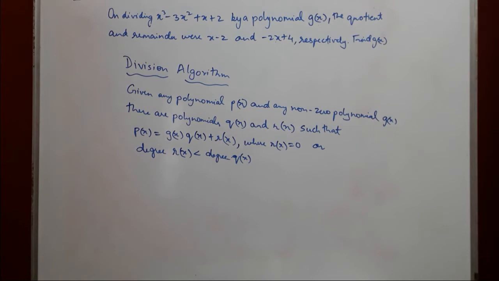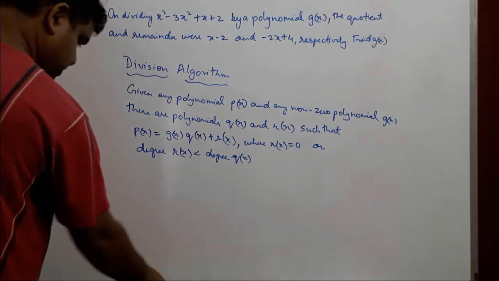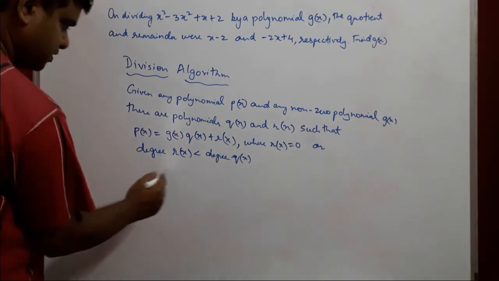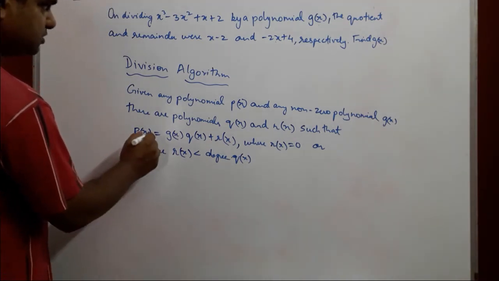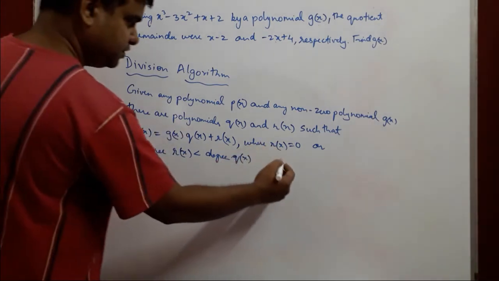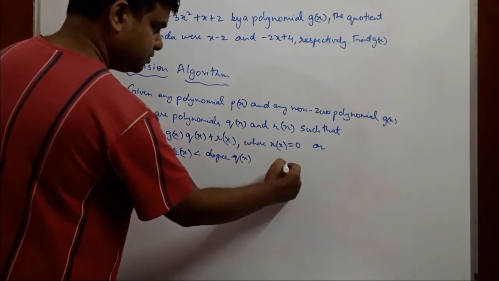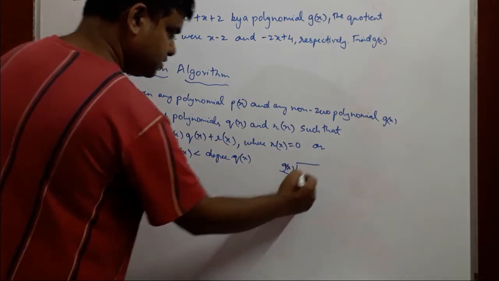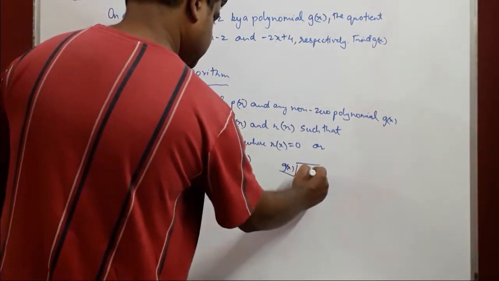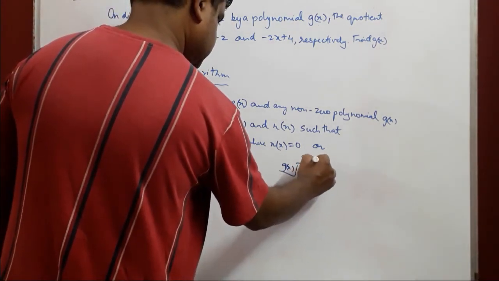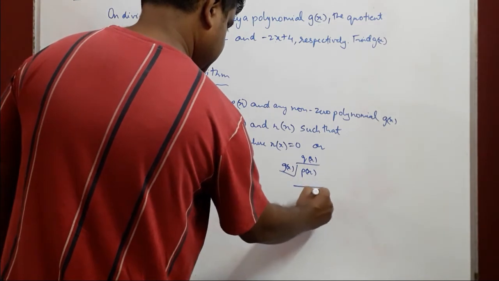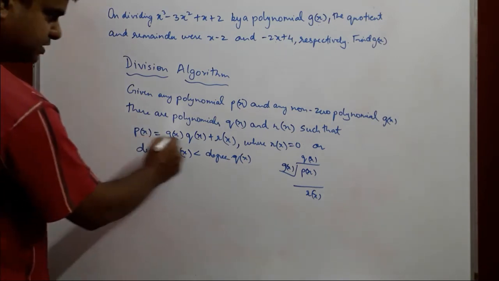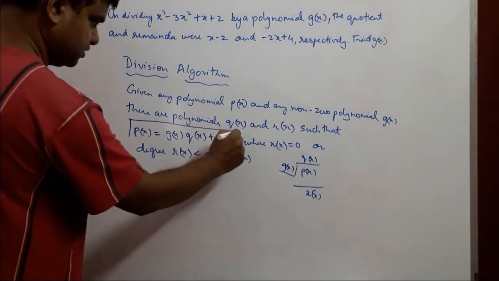So this can also be written in a very plain form. I'll put down the division once again over here: g of x divided into p of x, q of x is the quotient, and the remainder is r of x. So you can have a look at this. I'll put it down over here. This statement is the division algorithm.